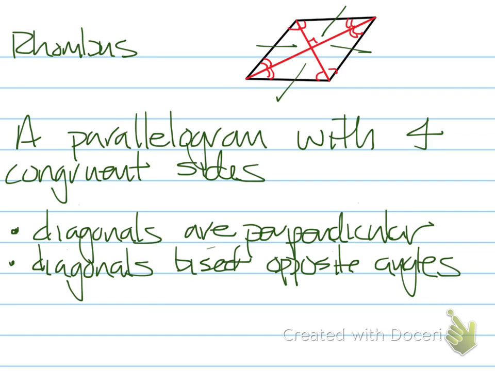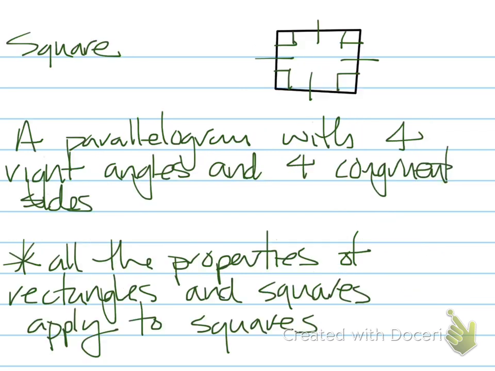For a rhombus, it is a parallelogram with 4 congruent sides. All the properties for parallelograms apply to rhombi, and also the diagonals are perpendicular and the diagonals bisect opposite angles. A square is a rhombus and a rectangle, so all the properties of rhombuses and rectangles apply to squares.